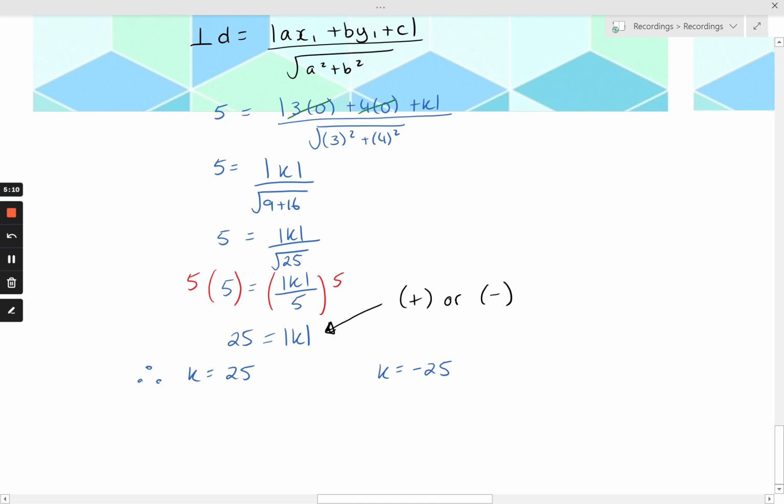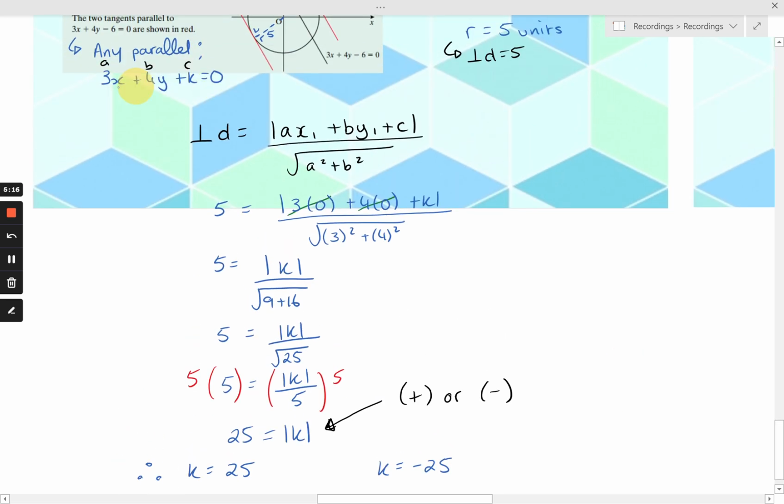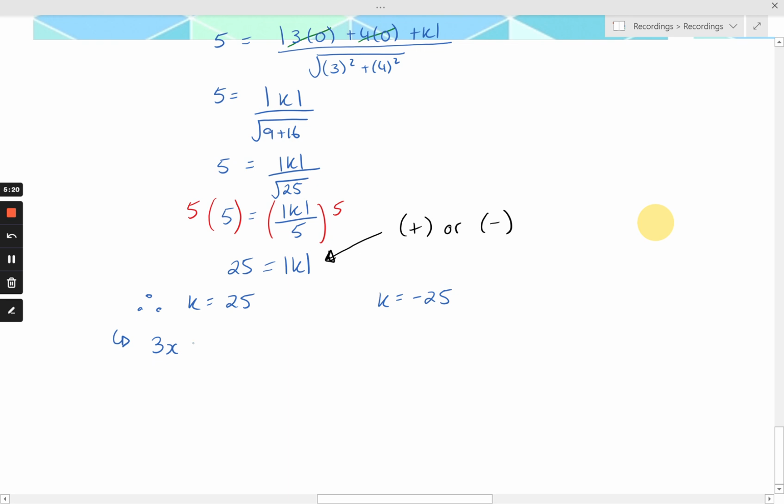Which means now we're going to have our equation of the two parallel lines, where we're going to sub back into our equation of the general parallel line, which was 3x plus 4y plus k. So we have 3x plus 4y plus 25 is equal to 0 as our first parallel line. And we have 3x plus 4y minus 25 equals 0 as the equation of our second parallel line.